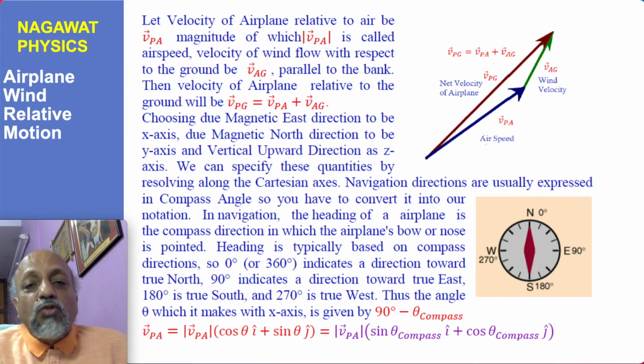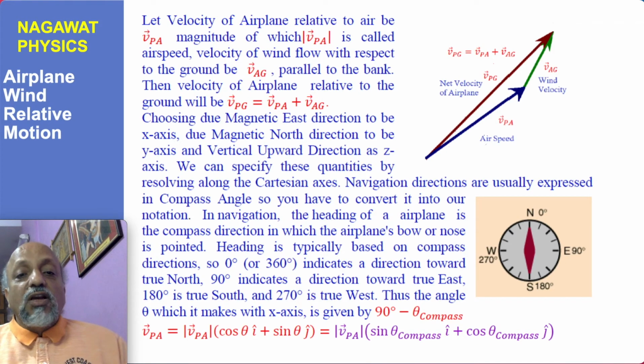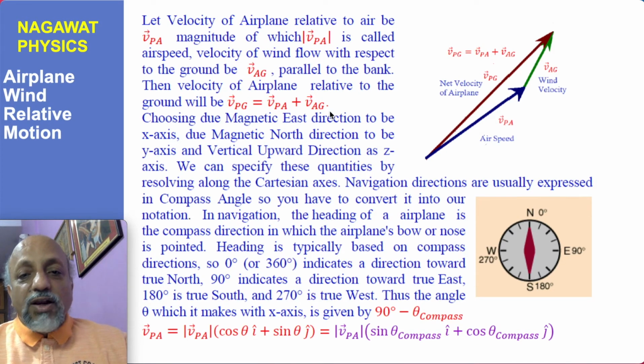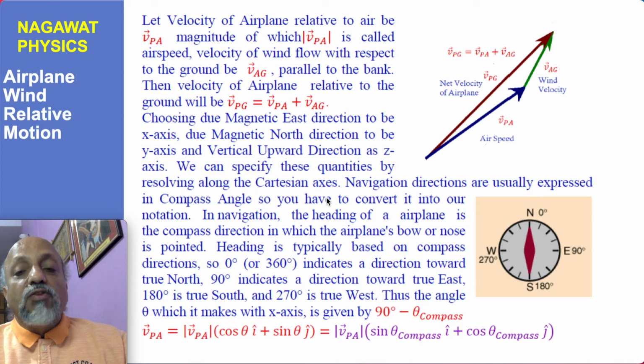So let us choose the magnetic east direction to be the x-axis, the magnetic north direction to be the y-axis, and the vertical upward direction to be the z-axis in solving such numerical questions involving airplane and wind relative motion. We can specify these quantities by resolving along these Cartesian axes. Remember that navigation directions are usually expressed in terms of compass angle in numerical questions, and so you have to convert it into our notation.